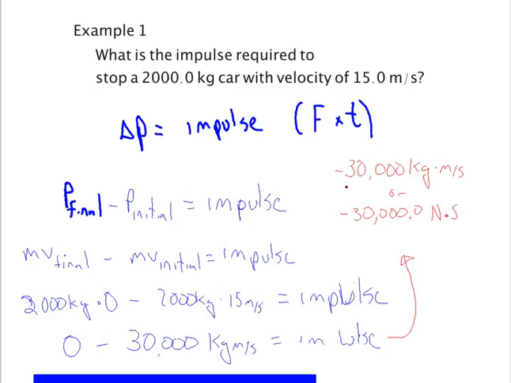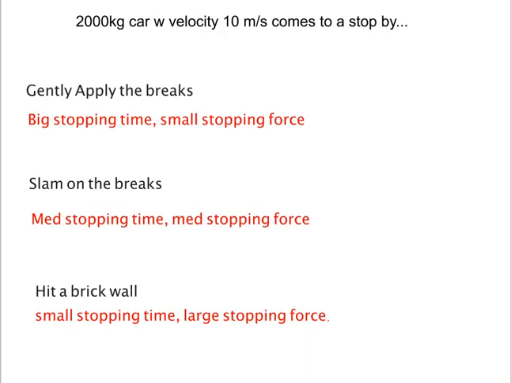And just to review from yesterday, this overall impulse is the combination of force and time. We don't know how it's stopping. It could be gently applying the brakes for a long time with a small force. It could be slamming on the brakes, a medium stopping time and a medium stopping force. It could be hitting a brick wall, an instantaneous stopping time and a very, very large stopping force.